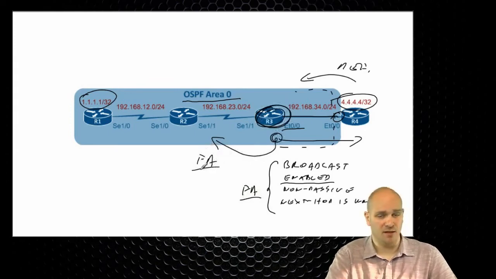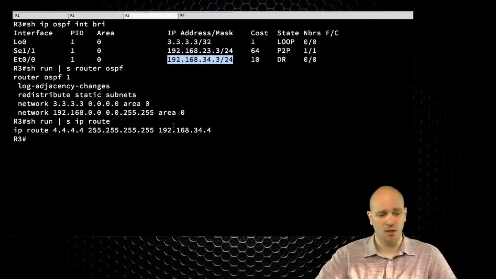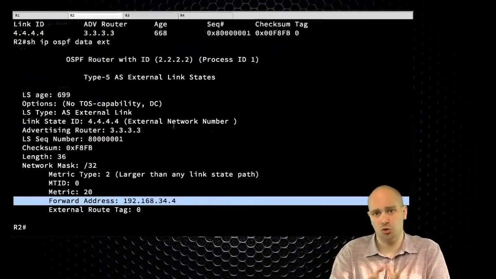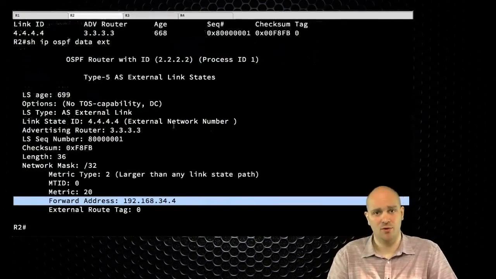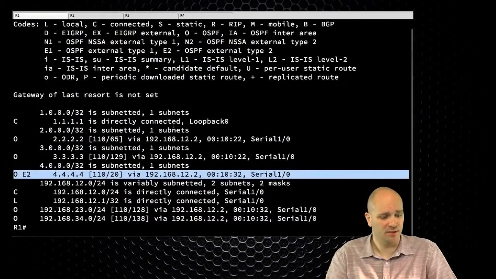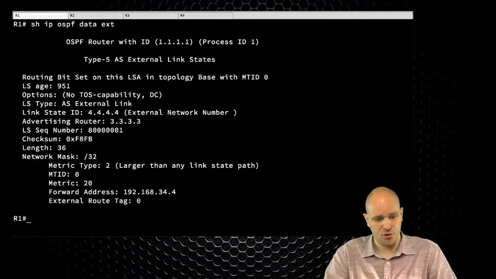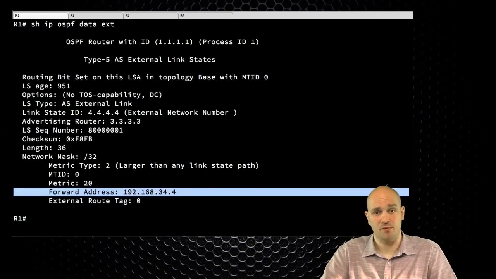Okay, now that we have actually understood this, if we go to R2 and take a look at R2, why would this cause R2 not to install this route in the routing table, or this LSA in the routing table, when R1 here, show ip ospf database external, has the exact same information?